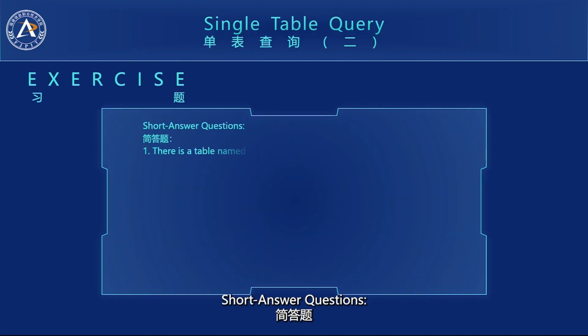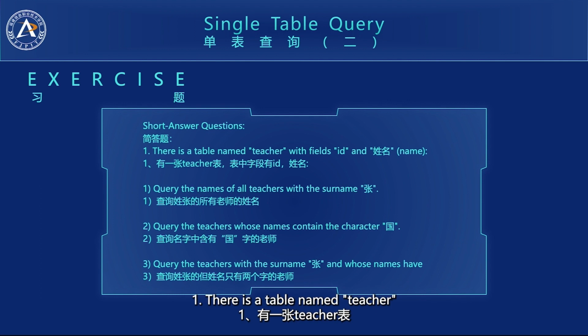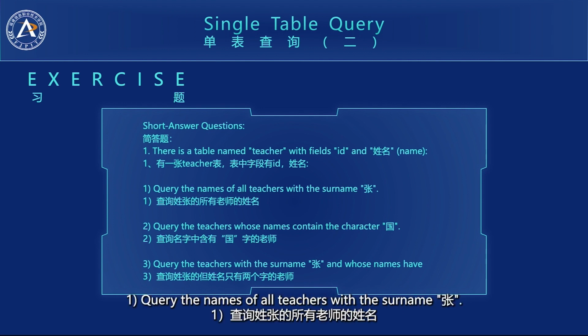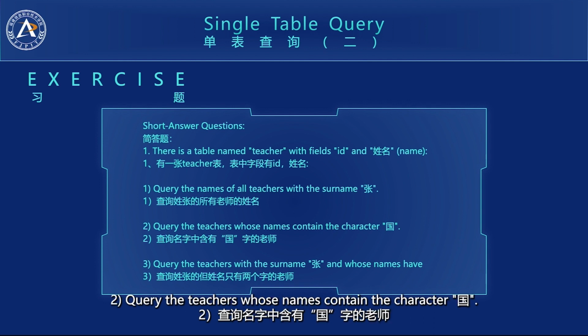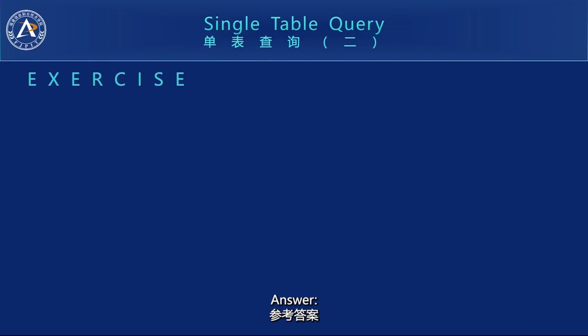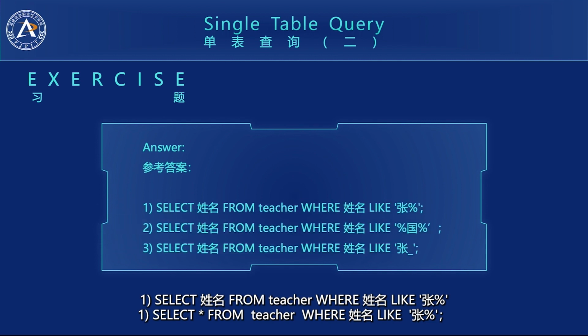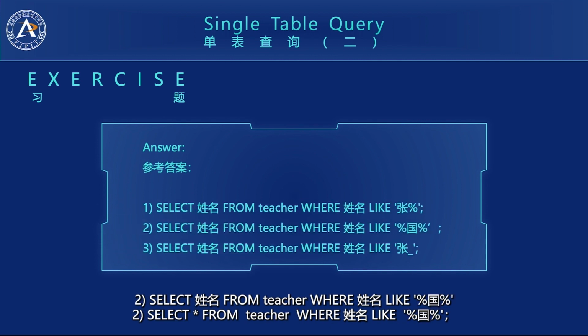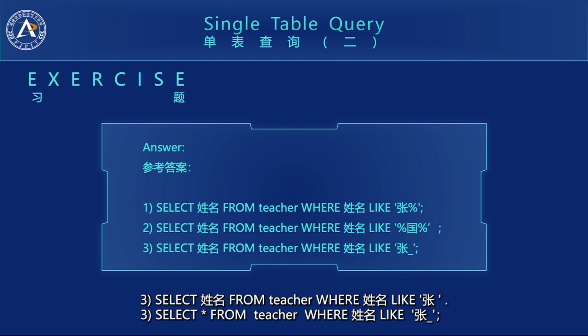Short answer questions. 1. There is a table named teacher with fields ID and name. 1. Query the names of all teachers with the surname. 2. Query the teachers whose names contain the character. 3. Query the teachers with the surname and whose names have only 2 characters. Answer. 1. Select from teacher where, like %. 2. Select from teacher where, like %%. 3. Select from teacher where, like underline.